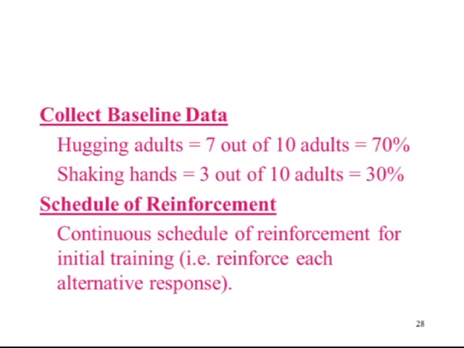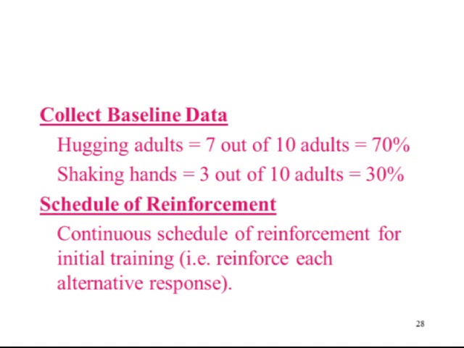We collected some baseline data. We did this for several days, but this is just an example of how we calculated it. She did know how to shake hands. She did do it sometimes, but just not most of the time. So about 70% of the time in baseline, she'd go up and hug the person, and about 30% of the time she would shake their hand.